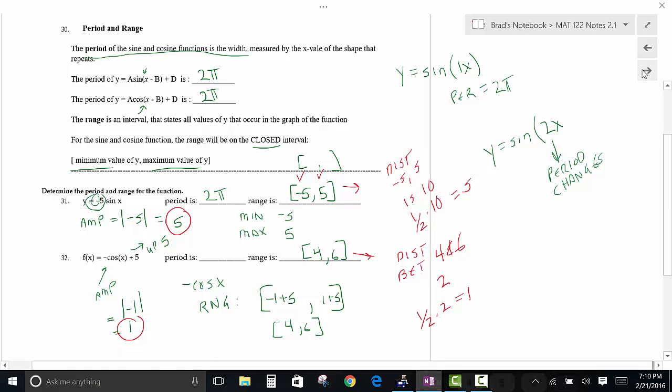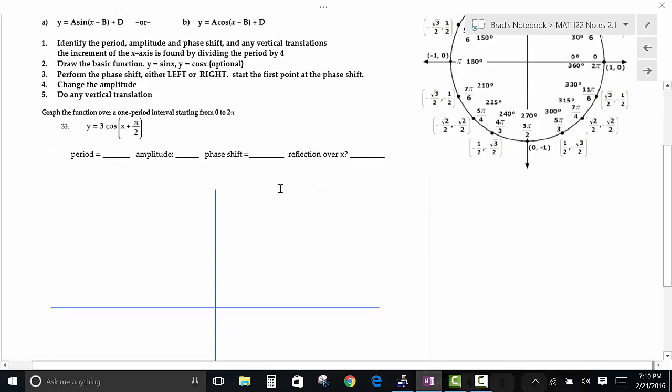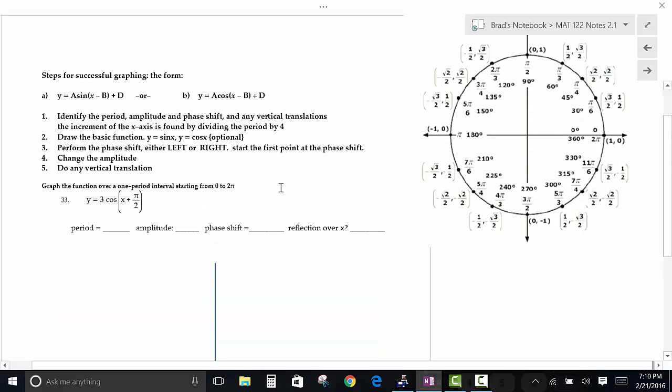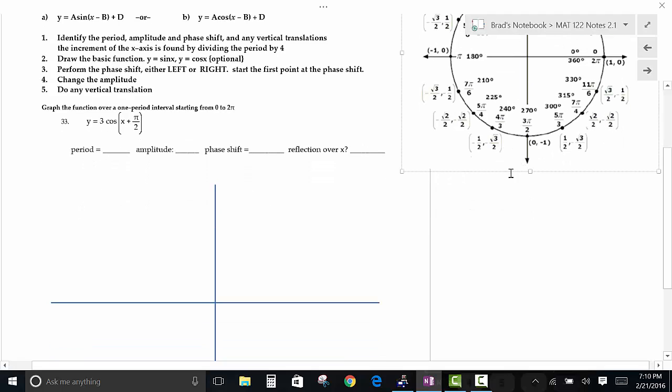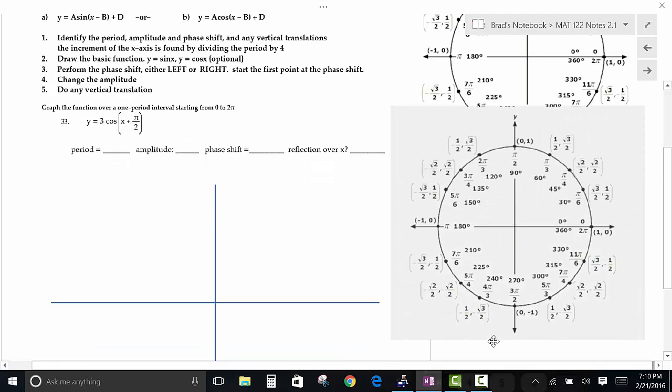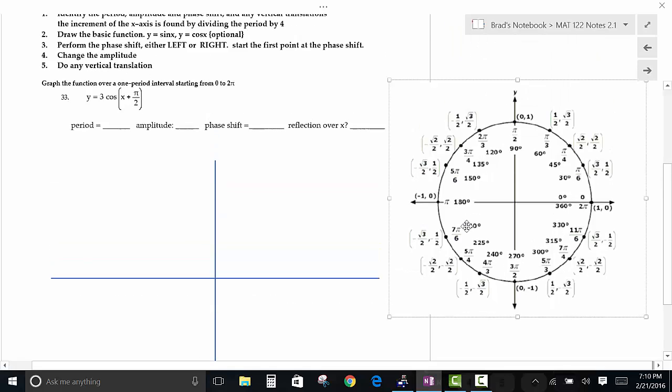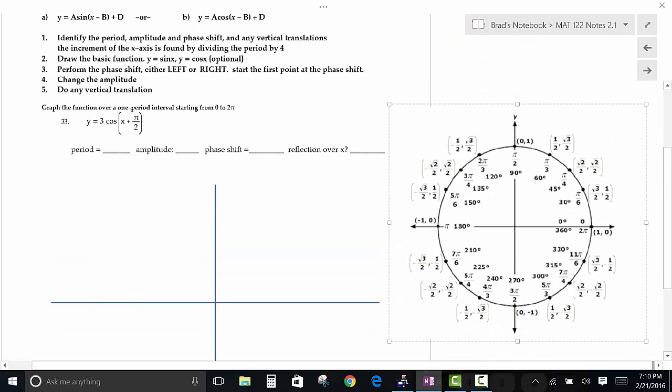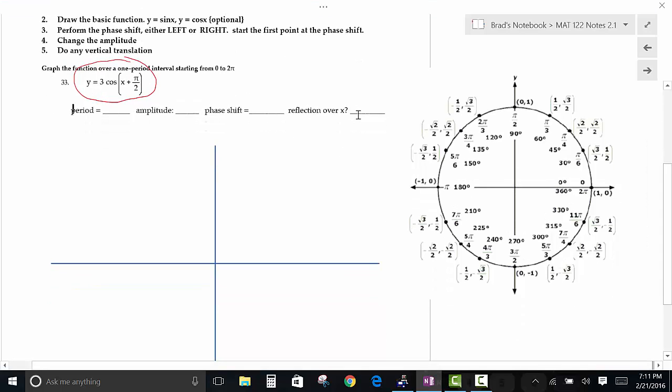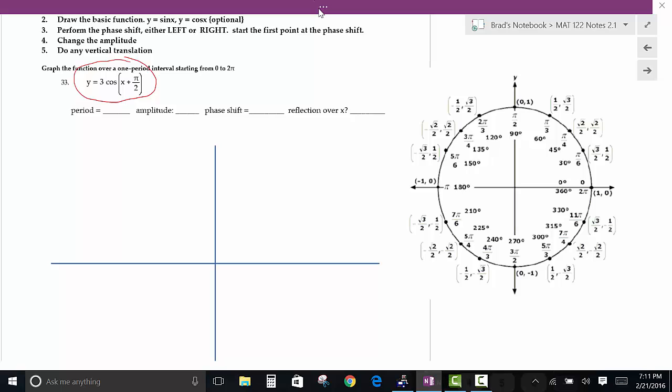All right, let's go to the next page. We're going to do some graphs now. All right, so I'm going to do a graph on number 33, and we're going to use this unit circle to give us some key values on this. So we're going to do the graph of y equals 3 cosine of pi over 2. And we'll use the unit circle to assist us a little bit with a few things here.